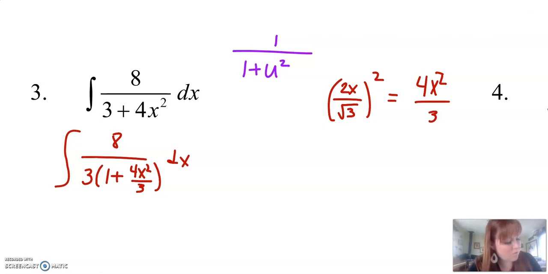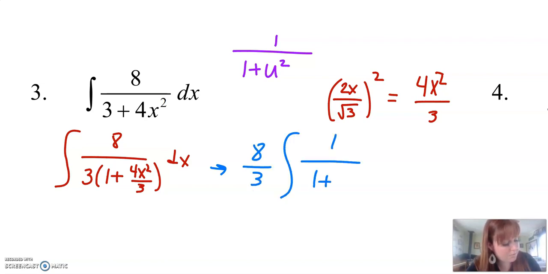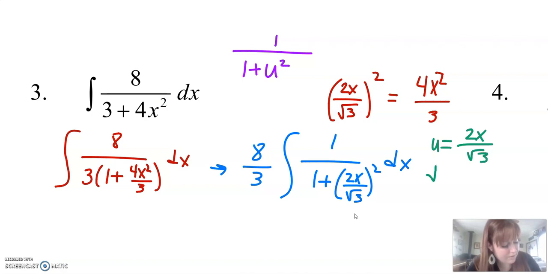Okay, so now we can switch that. So we have 8/3, let's bring that outside, times the integral of 1 over 1 plus 2x over root 3 squared dx. So now we have it into this form, right? 1 over 1 plus u squared. And what is our u? Our u is 2x over root 3. So we're going to do a u substitution where u equals 2x over root 3. Therefore, du equals 2 over root 3 dx. Therefore, dx equals root 3 over 2 du.